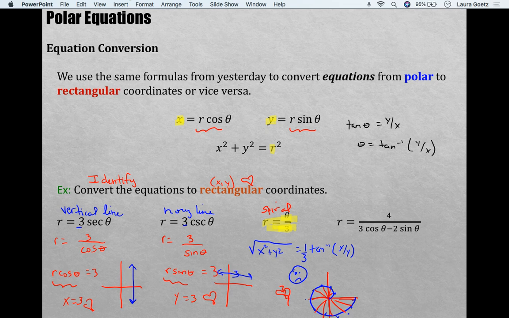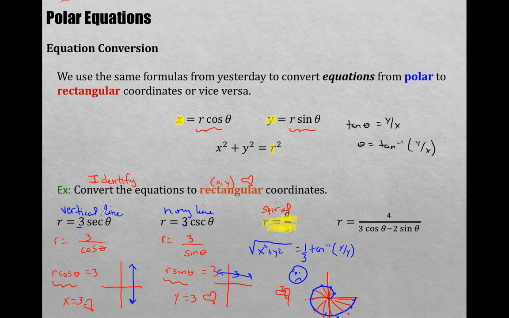Well, think about what we did over here. Didn't we multiply to get the trig stuff over with r? Can we do that here? Let me draw a little line here. What if you multiply both sides by this whole denominator? You get r times 3 cosine theta minus 2 sine theta is equal to 4. I just multiplied both sides by the denominator, distribute the r.